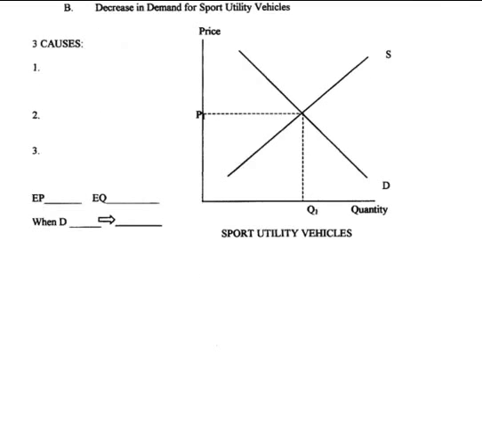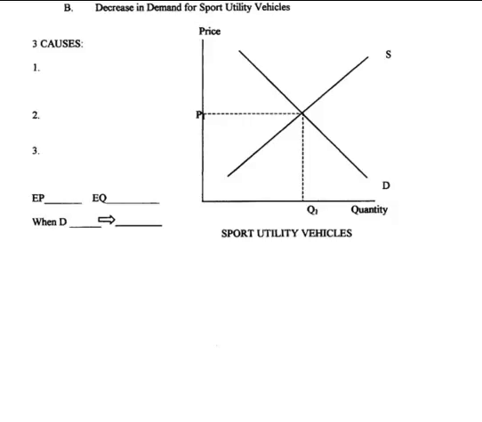SUVs. Okay, well, what we're going to depict here is a decrease in demand for SUVs. So you've got the supply curve and the demand curve. They determine an equilibrium price of P1, Q1. I'm going to assume that there have been some causes that have decreased the demand for SUVs. So I'm going to ask you to draw a new demand curve shifted to the left.